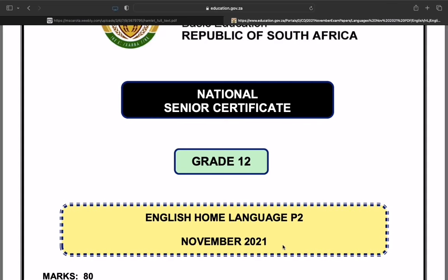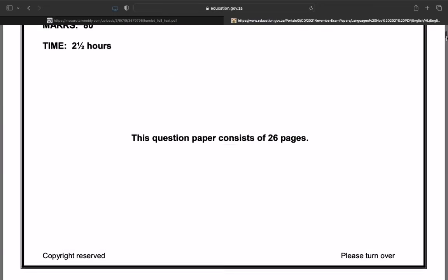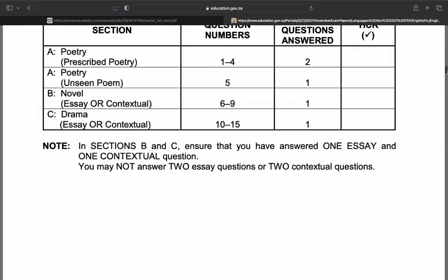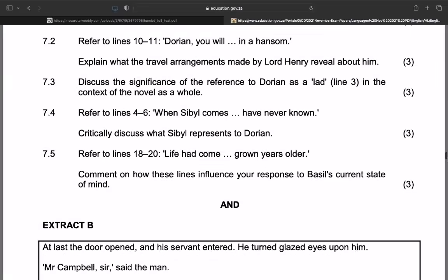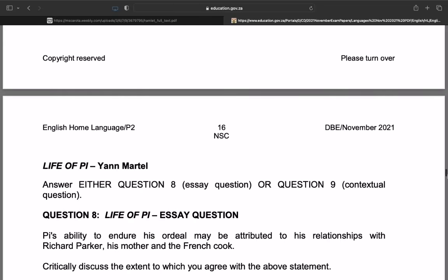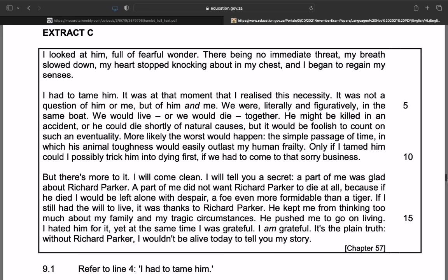Okay. So today we're doing 2021, right? Paper 2, as you can see, November. So ideally, please download the question paper and have this question paper in front of you as you listen to me. So let's go to question 9. It's Life of Pi, contextual, right? Okay, that's the essay question there. And then we have Life of Pi.